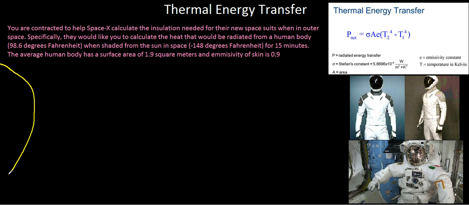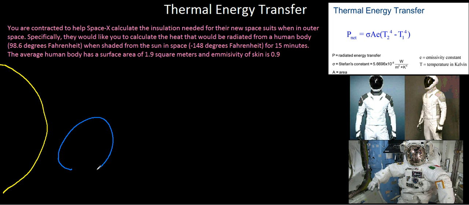And let's go ahead and draw this. This is not to scale, but let's say this is the sun. And let's go ahead and draw a big blue Earth. And again, this is not to scale. And then let's add an astronaut hiding behind the Earth, I'm sorry, in the shade, so he's shaded from the sun.